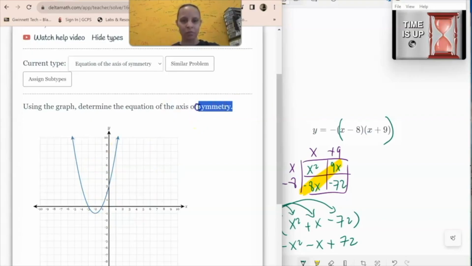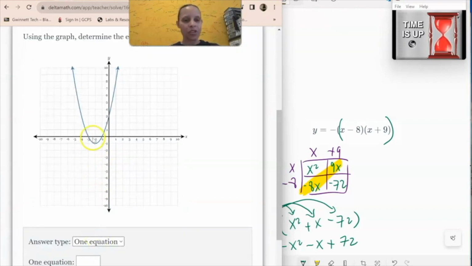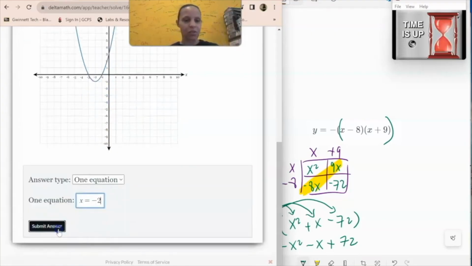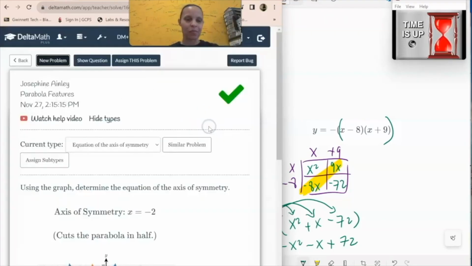So symmetric means it looks the same on both sides. So if I drew an invisible line right here at -2, it would split the graph exactly in half. They would look the same on the left and on the right. And remember, it must be an equation. So I do not put -2 because -2 doesn't mean anything. It has to be, because this is a line, x equals -2 because it goes through it. So x equals -2. So again, where do I split the graph? Into exactly the same on the left and the right.